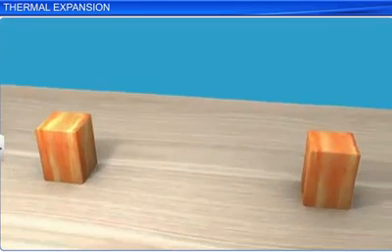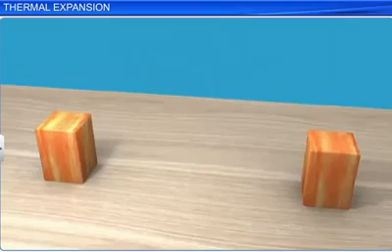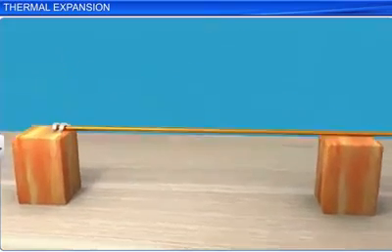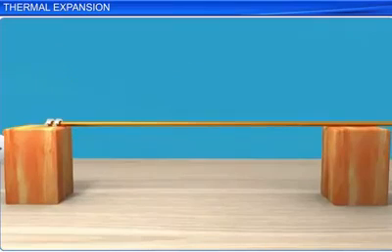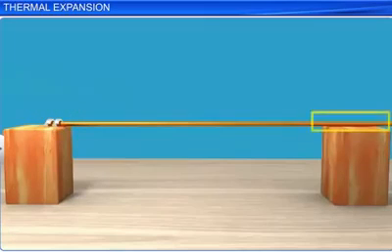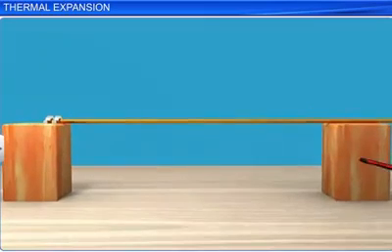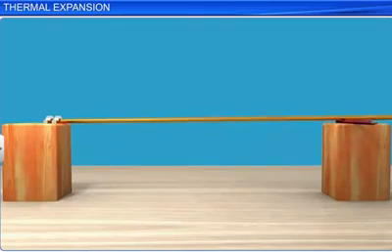Take two identical wooden blocks. Place the two blocks on a horizontal surface separated by some distance. Take a copper rod and place it on the two wooden blocks. Fix one end of the copper rod to one of the wooden blocks. Leave the other end of the copper rod free to roll over a cylindrical pencil placed on the other wooden block as shown here.